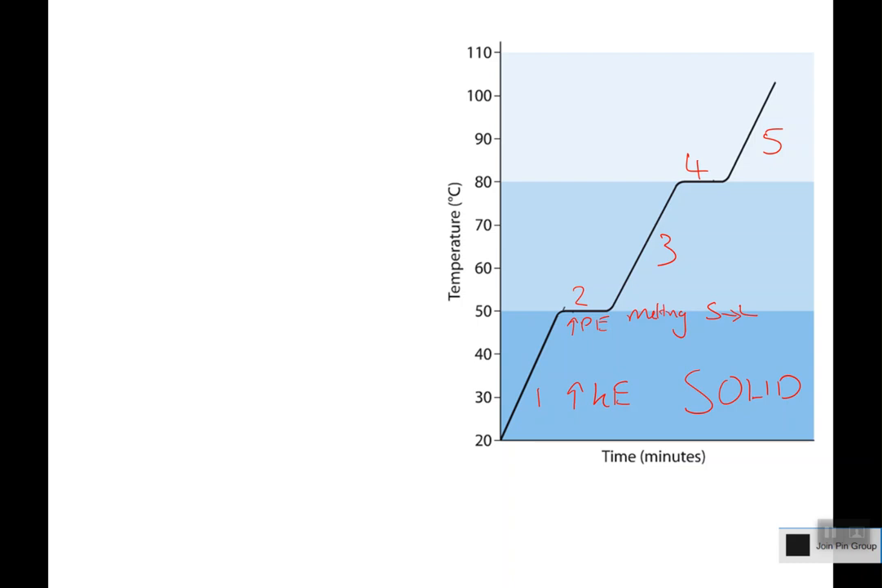Now, when all of the bonds are broken, we stop transferring the energy as potential energy, and the energy that we're now transferring is turned into kinetic energy. So at stage 3, you can see the temperature is increasing, so the kinetic energy is increasing. Now we're a liquid, and we're making those particles move around faster and faster and faster.